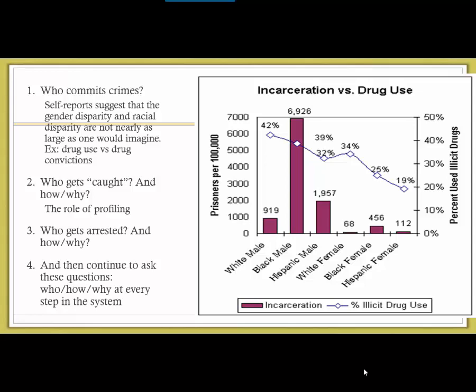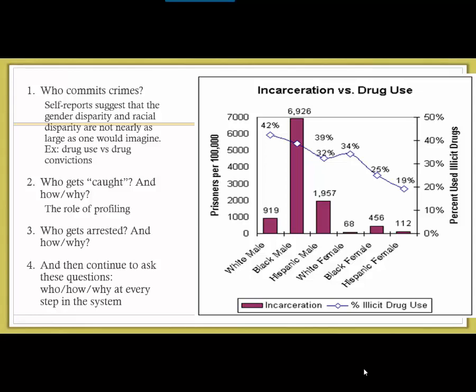And then, of course, after you've been caught, as we've already discussed, police have some discretion, especially with something like a drug use charge. Once again, this is not selling. So who gets arrested versus who gets a warning, a slap on the wrist? There are racial and gender implications of that. And then that same question, who, how, why, repeats at each level.